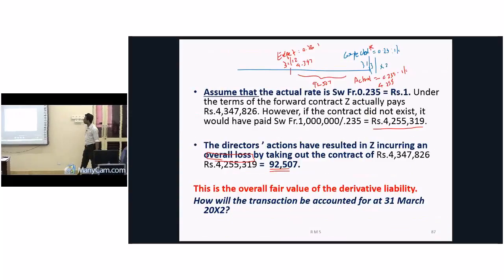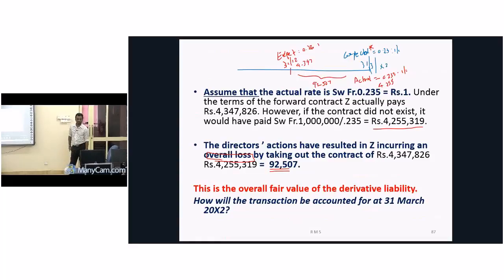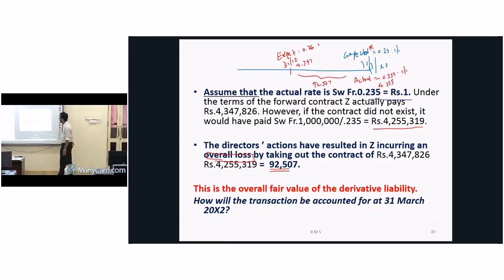Assume that the actual rate on the settlement date, March 31st, is 0.235 to 1.